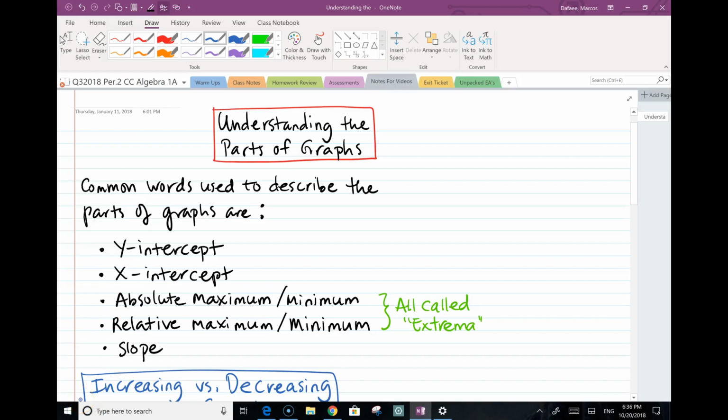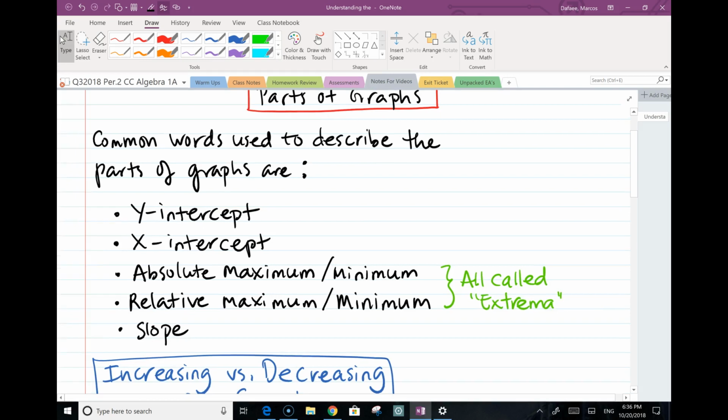In this video, I'm going to talk about how to understand the parts of a graph. There are some common words that need to be considered before we get into some examples. So I'd like to go over those first. First of all, the most common words that are associated at the algebra level with graphs are the following.